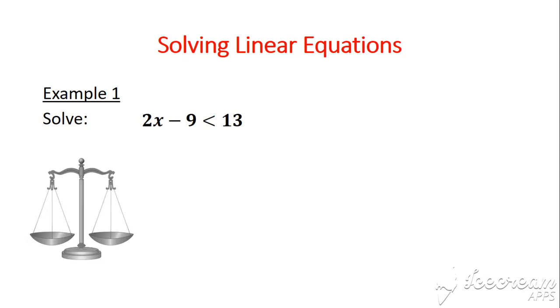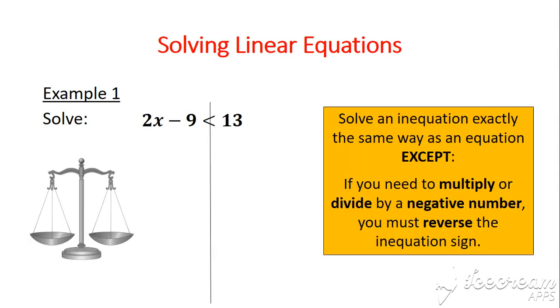Right, we've got two examples to talk about. Let's go. Example 1, solving this inequation. 2x minus 9 is less than 13. Right, so we're going to do exactly as before. Whatever we do on one side, we do the other, except if we divide by a negative number or multiply by a negative number, then we must reverse the sign.